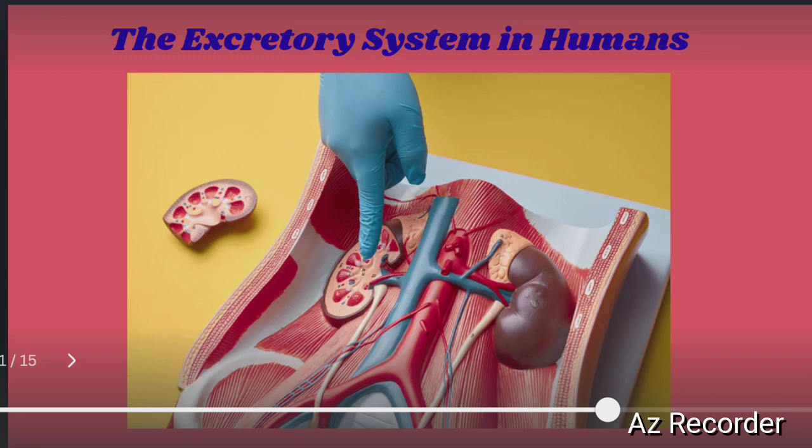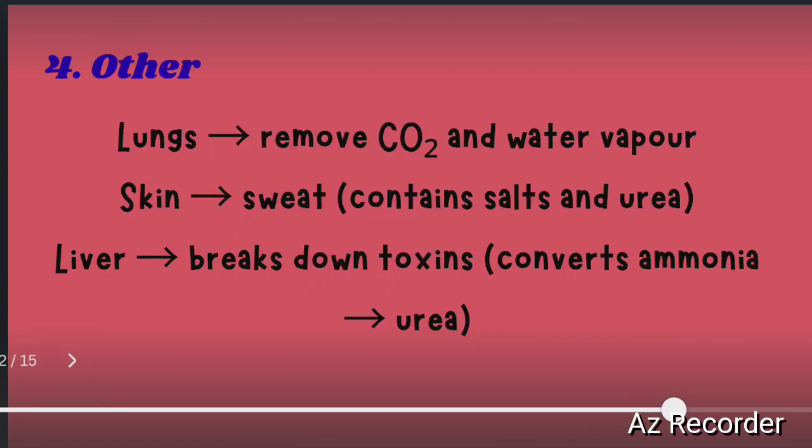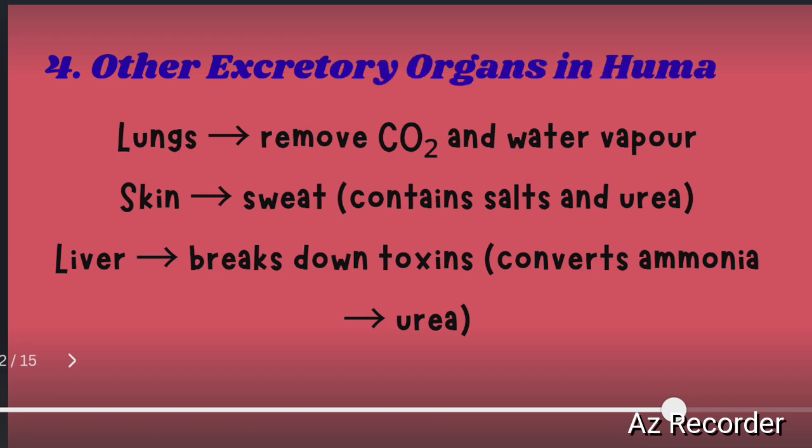What is the structural and functional unit of a kidney? That is the nephron. As you see in the picture, those are the nephrons, which act as the structural and functional units of a kidney. Next we'll move on to other excretory organs in the human.